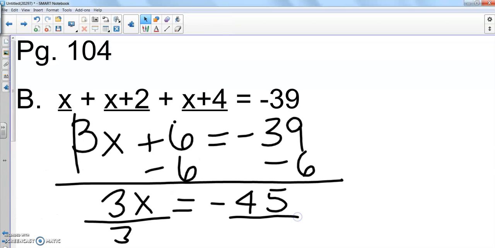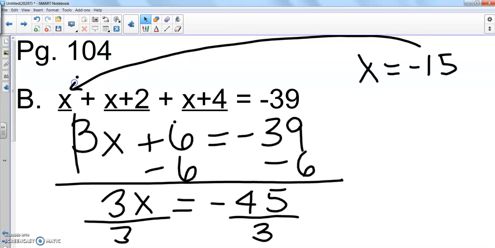Sorry, it got off. So my x is equal to negative 15. Okay, now the thing about these problems is you're not finished once you find one of them. Because if the x is negative 15, how do I find the next number? Because I got to give them 3 numbers for an answer.